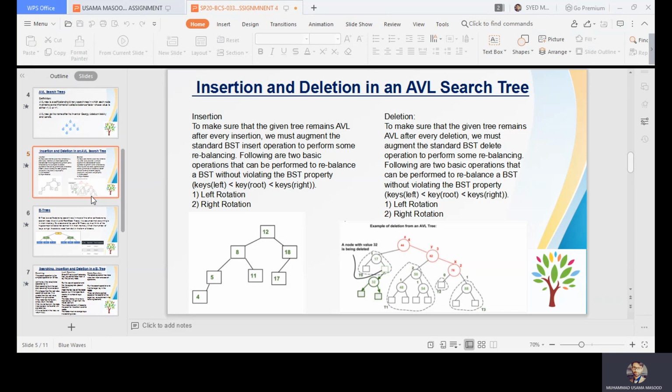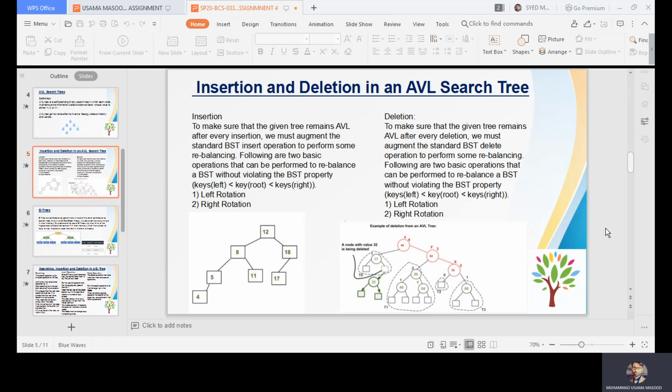Operations to perform some rebalancing. So in the deletion process, as we did in the insertion process, we have to augment some standard operations for the rebalancing. The following are the two basic operations that can rebalance a binary search tree without violating its property, that is, keys left is smaller than keys root, and that is smaller than keys right.